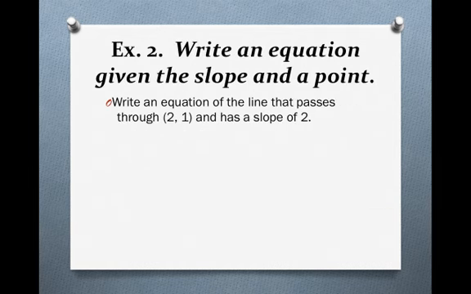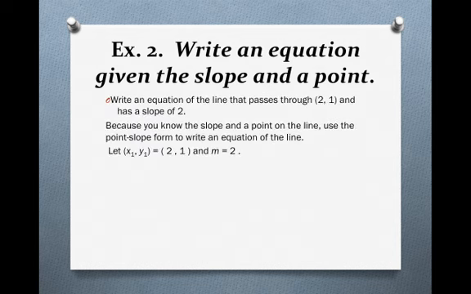Example 2, we're going to write an equation of the line given the slope and a point, and this time we actually give you the information. But this time it's not the y-intercept, it's another point that we give you. So we're going to write the equation of the line that passes through (2, 1) and has a slope of 2.